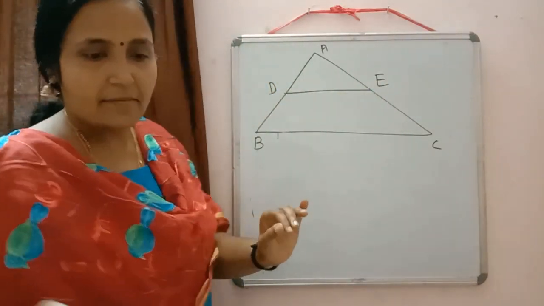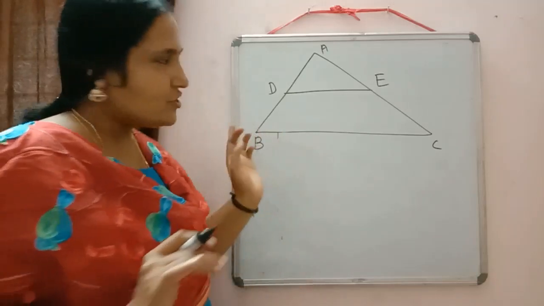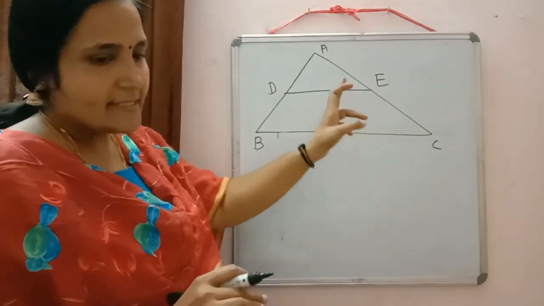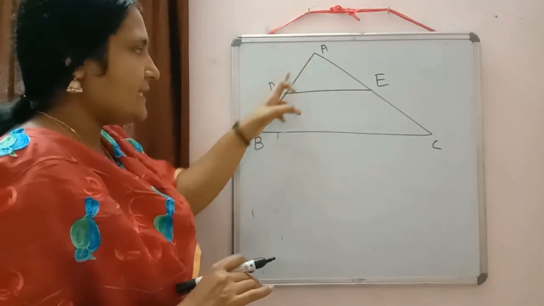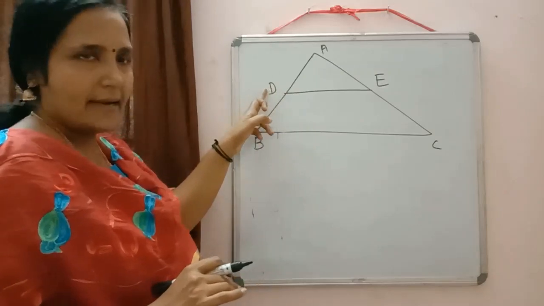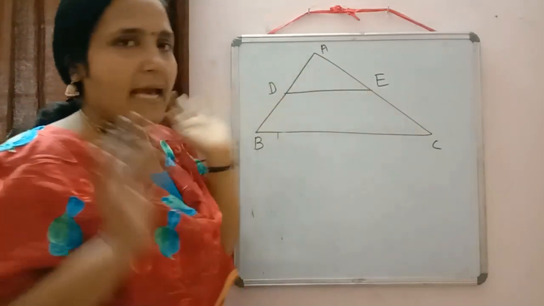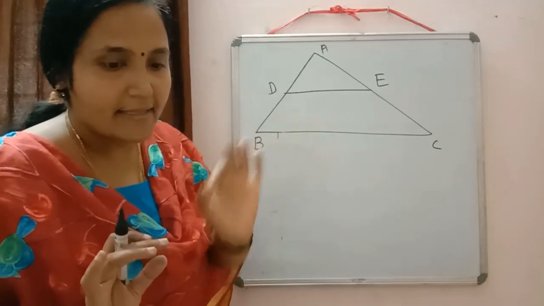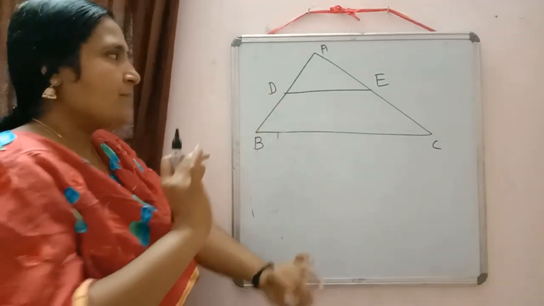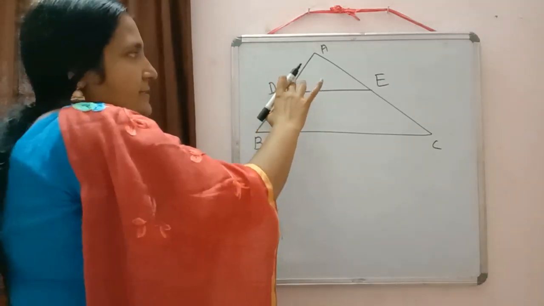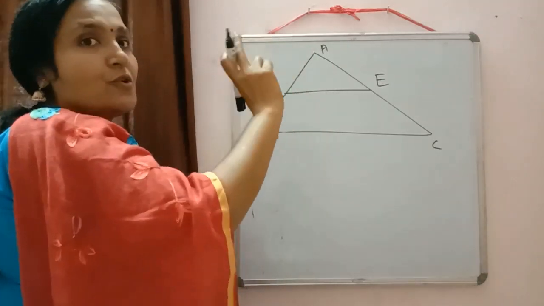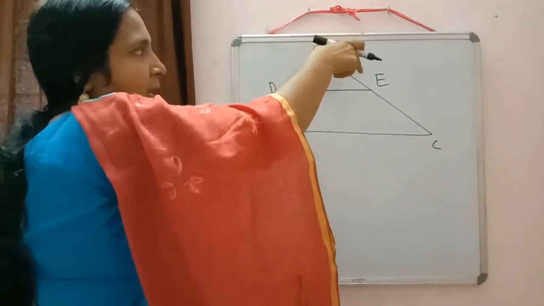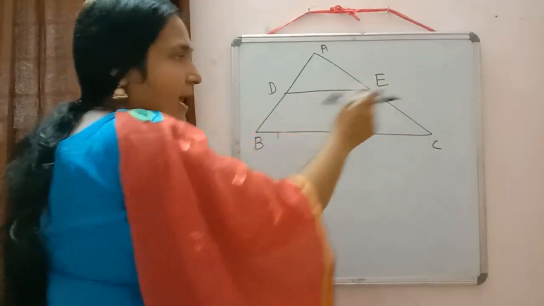So according to the statement it is written, if a line is drawn parallel to one side of a triangle to intersect the other two sides. So it is intersecting side AB at D and side AC at E. Then the other two sides are divided in the same ratio. So if you will check here, the side AB is divided into two parts there. First is AD and second one is DB. In the same way we have AE and EC.